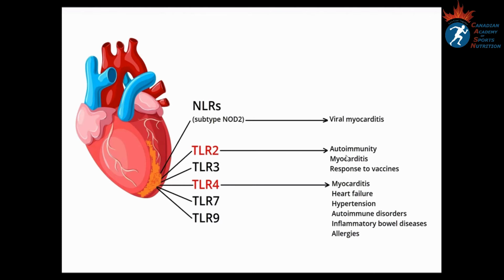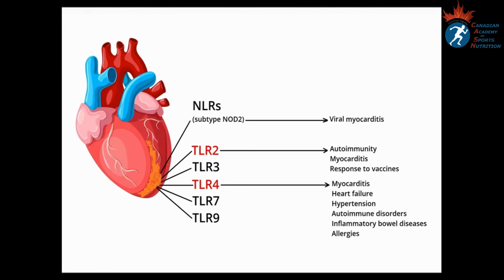TLR2 plays a role in autoimmunity, myocarditis, and response to vaccines, and TLR4 plays a role in myocarditis, heart failure, high blood pressure, autoimmune disorders, inflammatory bowel diseases, and allergies. Since both TLR2 and TLR4 play a role in autoimmunity and myocarditis, if we can decrease their activities, if we can downregulate them, definitely we can decrease the risk of heart inflammation.